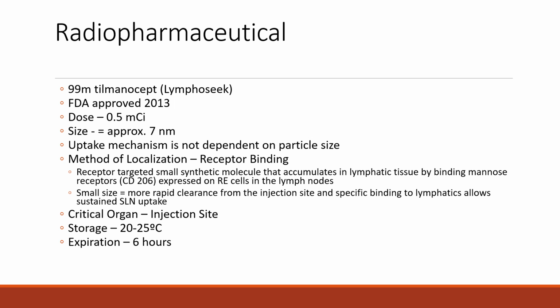This is different from sulfur colloid. Sulfur colloid is compartmental. So sulfur colloid just follows the flow of lymph. You can miss the sentinel node with sulfur colloid and get nodes further down the chain, which can be bad. You can get a false negative that way. But the tilmanocept will go straight to that first one and stay there.